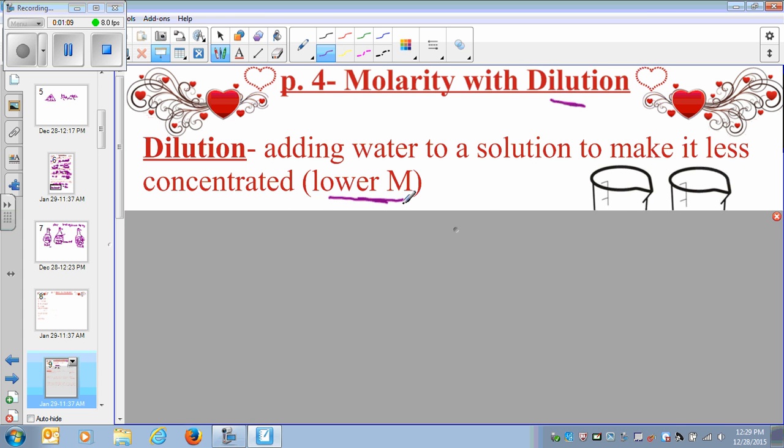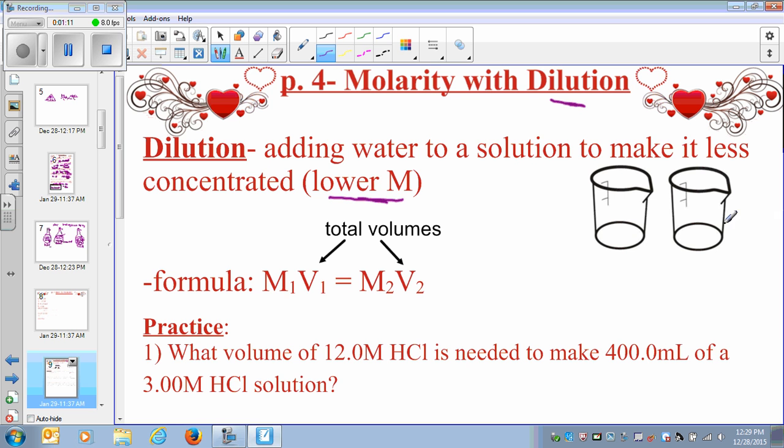So lower the molarity, lower the capital M. The formula is M1V1 equals M2V2. M1 is the molarity of the solution. So let's say you are preparing Kool-Aid. It's 1 molar Kool-Aid, and you have 3 liters of this. And now you added more water to make 6 liters because you have many more people coming in.